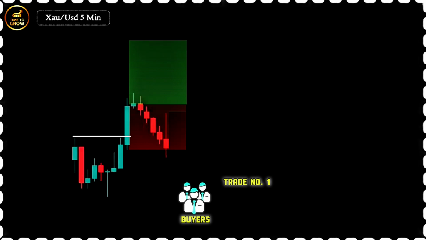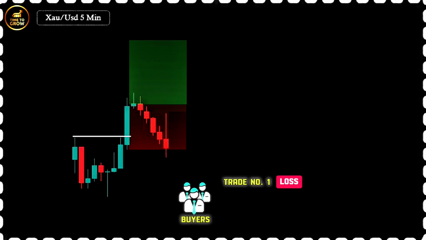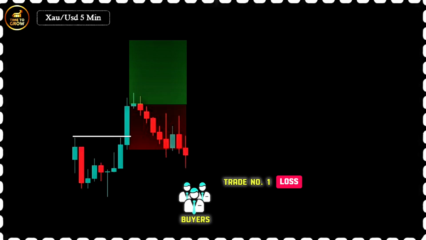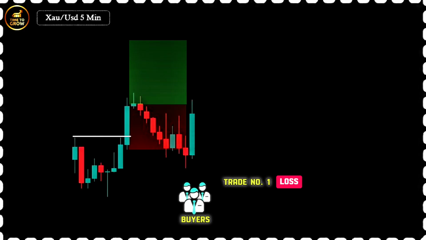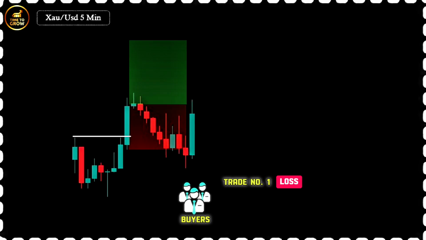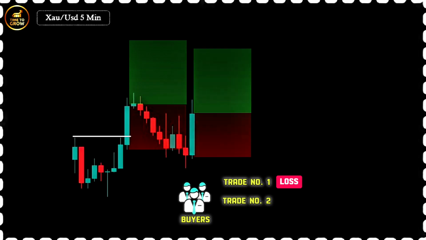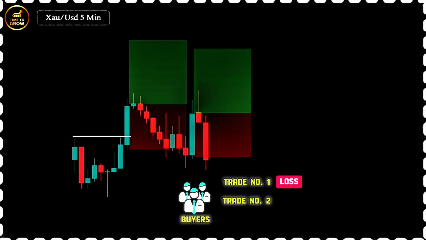But within minutes, price reverses sharply downward and hits their stop loss. They take a loss on their first trade. Price continues falling for a bit, then suddenly creates another big bullish candle. Retail traders think again, "This time, it will reverse for sure." They enter another long trade. But once again, price drops sharply, hits their stop loss, and they take their second loss.